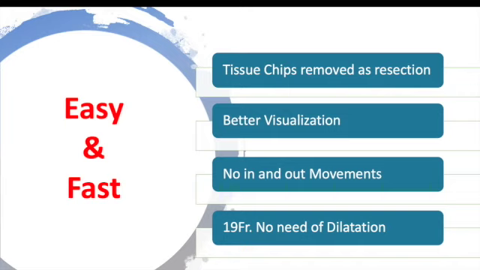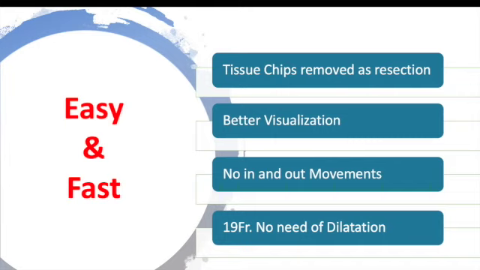so you always see what you are doing. This is the crucial point, because by removing the tissue chips, you always make your surgical field better. You don't get any collapse of the uterine cavity, so it's totally different. You have no tissue chips floating around which impair your visibility.